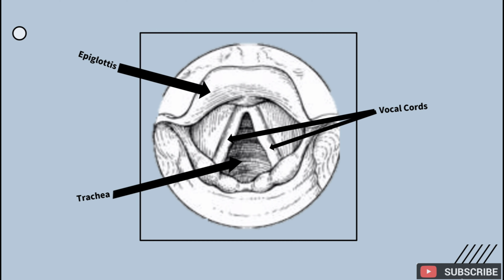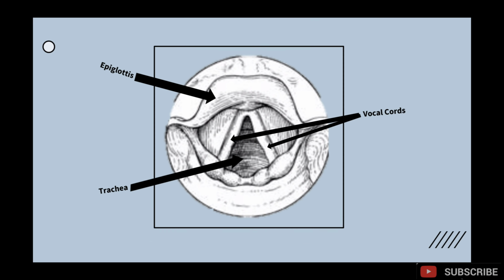And here is a picture of all the structures that we were just talking about. So during intubation, you're going to visually see the vocal cords, and you're also going to be holding the epiglottis back to see the trachea. And that is going to allow you to insert the endotracheal tube in the proper place.